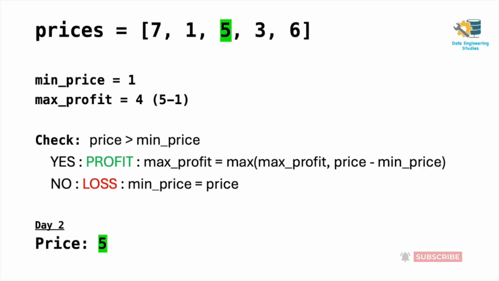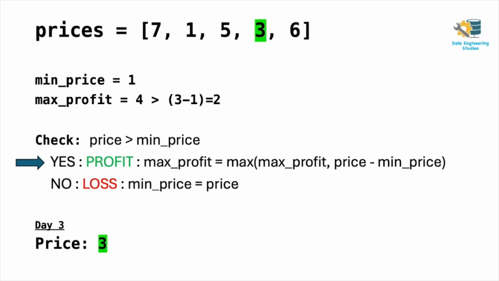So the max profit is 4. Now we will iterate to the next element which is 3. This is day 3. Our new price is 3. We will check if 3 is greater than 1. Yes, 3 is greater than 1. It is a profit. Our new profit is 3 minus 1 equals 2. But our max profit is already 4, which is greater than 2. So our max profit remains 4.